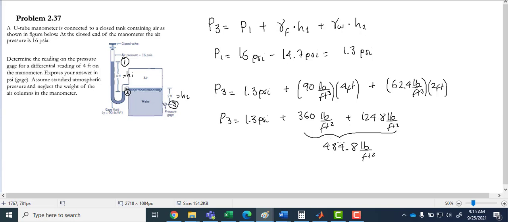Because the units of these two quantities are not the same, we cannot add them. They're asking us to get the value in psi, so we're going to convert this quantity into psi. To do that, remember that 1 foot is equal to 12 inches, but because we have a square, we have to square both top and bottom. And at the end, this number gives us 3.36 psi. Now, since they are the same unit, we can add them. Therefore, the value of P3, which is the pressure at the gauge, is equal to 4.67 psi.